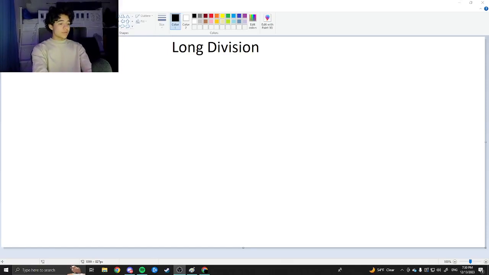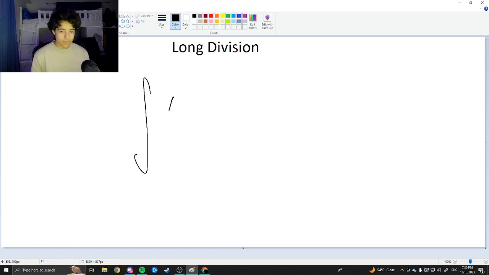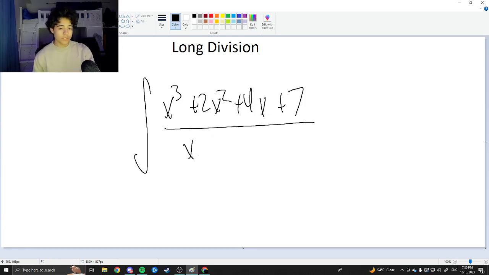The last part of this unit that we have to cover is long division and integrating with long division. So if, for example, you're integrating a function that looks like x to the third power plus 2x squared plus 4x plus 7 over, I don't know, x plus 4 dx, you can't u-sub, right?